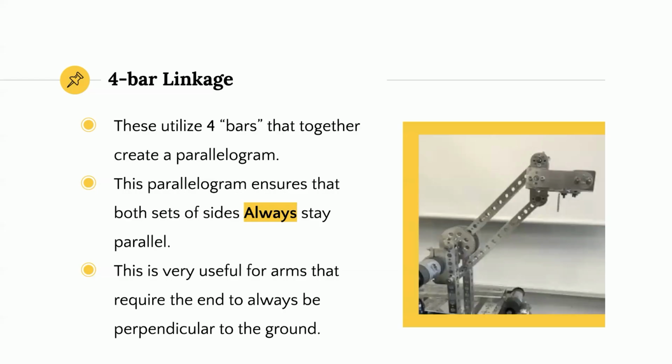So here we have a 4-bar linkage. These utilize 4 bars that together create a parallelogram. This parallelogram ensures that both sets of sides always stay parallel. This is very useful for arms that require the end to always be perpendicular to the ground. Here we have a case of an FTC robot, and here's the parallelogram. As we can see, the end of the arm is always going to be parallel to the tower the arm is staged on.